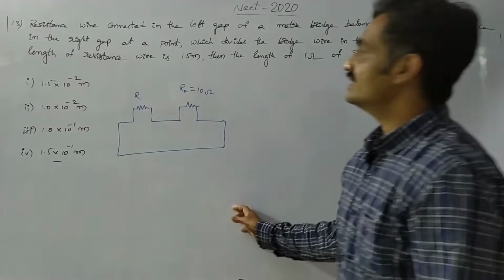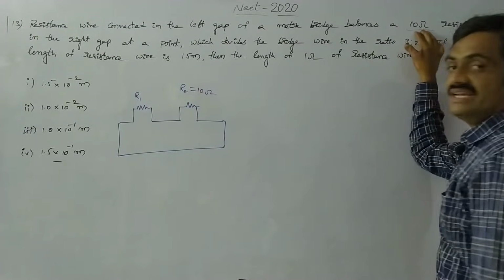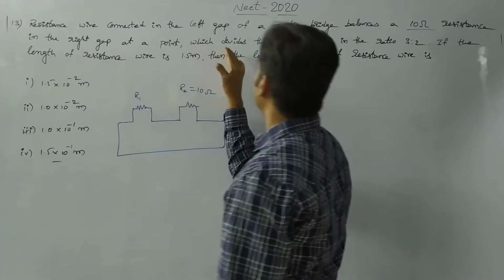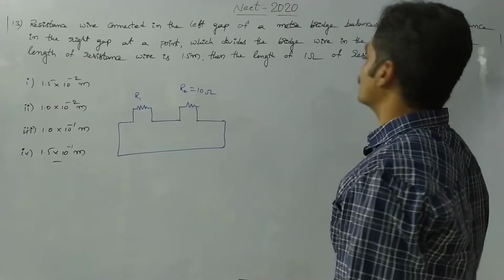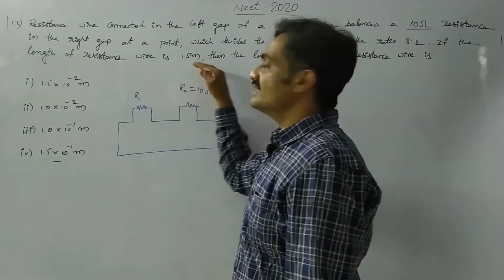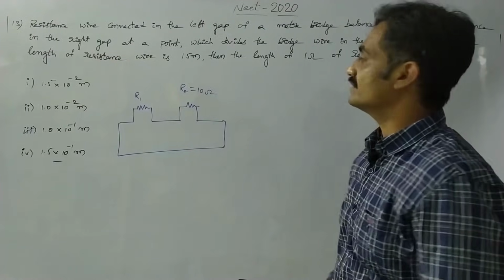And the next question is, resistance wire connected in the left gap of a meter bridge balances a 10 ohm resistance in the right gap at a point which divides the bridge wire in the ratio of 3:2. If the length of resistance wire is 1.5 meter, then the length of 1 ohm of resistance wire is.